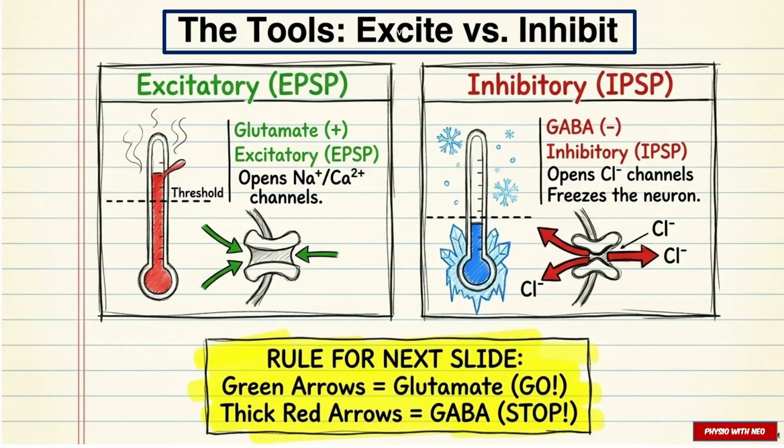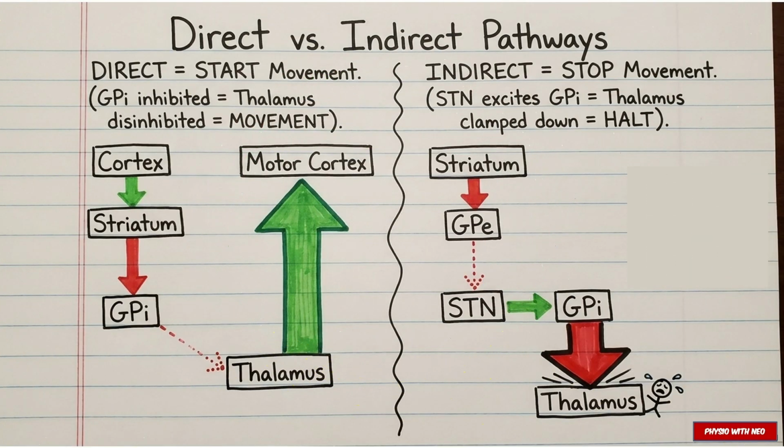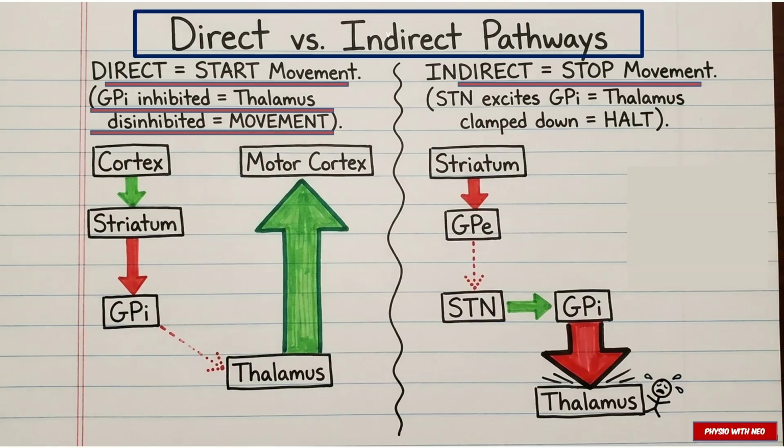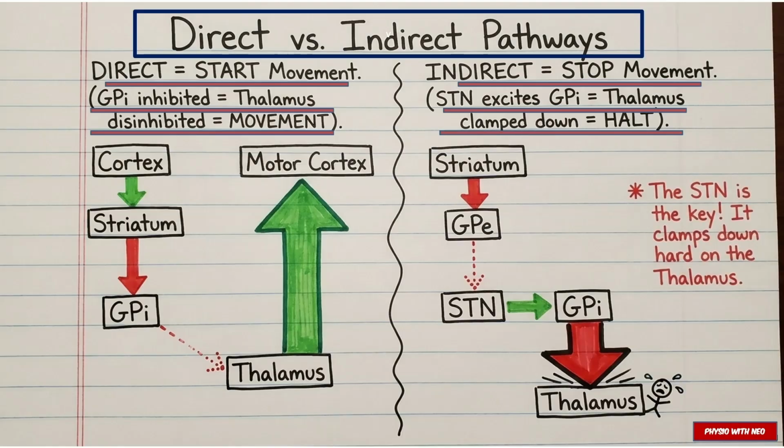Now let's move to the most important diagram of the entire topic. This diagram alone can fetch several marks. The direct pathway facilitates movement, whereas the indirect pathway inhibits movement. The direct pathway acts through globus pallidus inhibition and thalamus disinhibition, producing more movement. Whereas in the indirect pathway, the subthalamic nucleus excites the globus pallidus internus, and the thalamus is clamped down to halt. Remember, the subthalamic nucleus is the key. It clamps down hard on the thalamus.